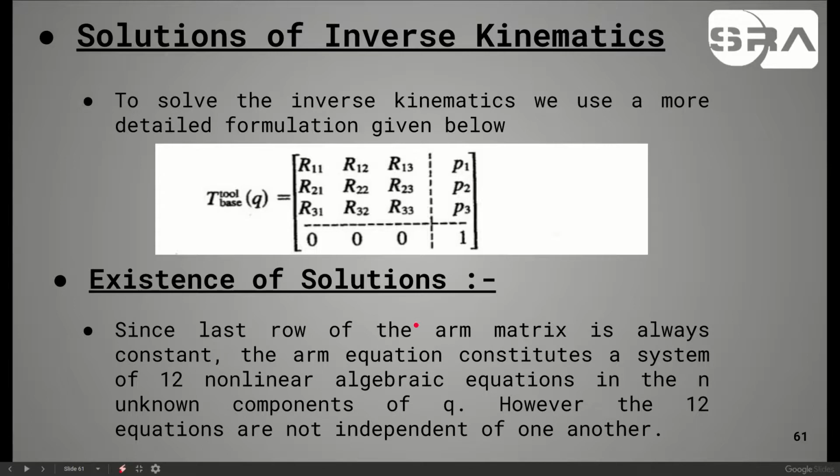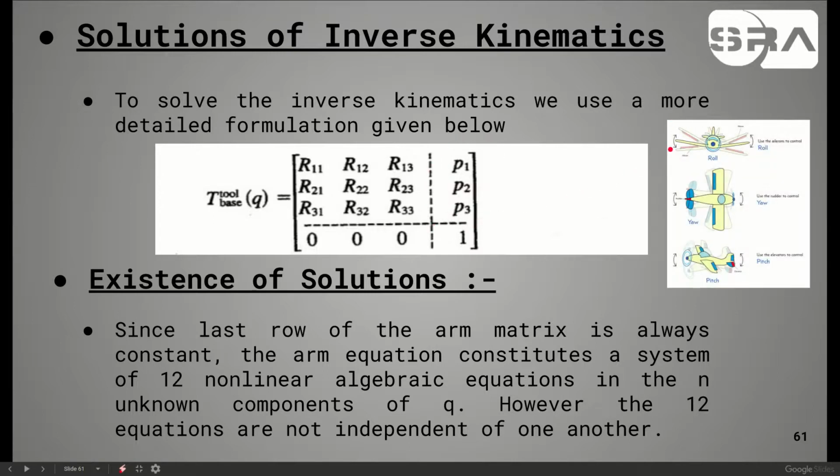Now the thing to note here is that these 12 equations are not independent of each other. You need to be careful about this. We'll talk about this in the next slide on how the dependencies are there for these 12 equations, but you need to remember that these 12 equations are not independent of each other. We'll see the P1, P2, P3 solution.